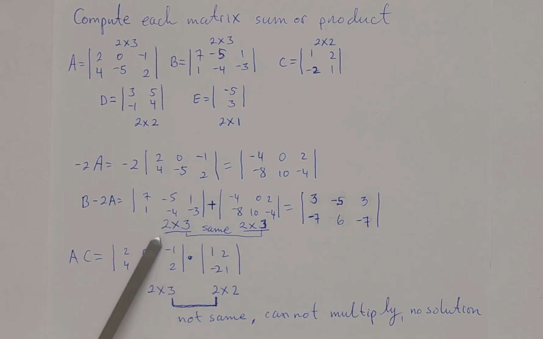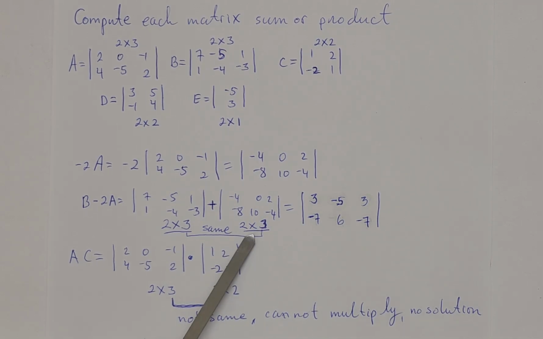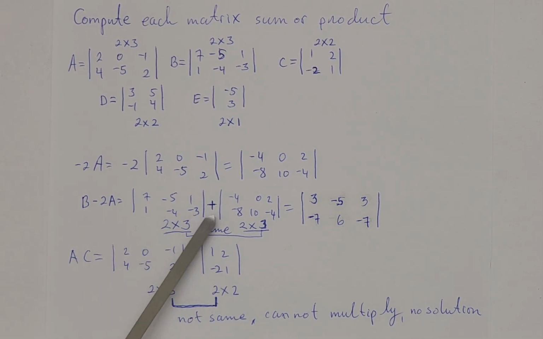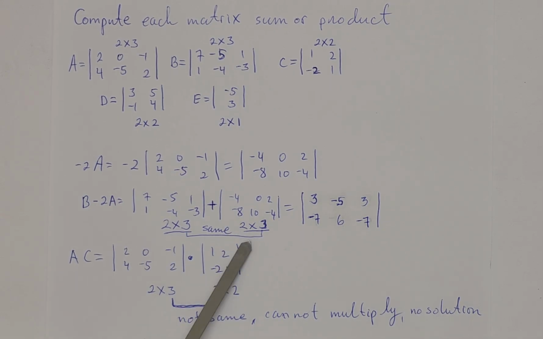However, if the dimensions are not the same, you cannot add nor subtract the matrices. Okay, so be very careful. One more time. When you add or subtract matrices, make sure dimensions should be the same. Okay, and once they are the same, we just add them across.